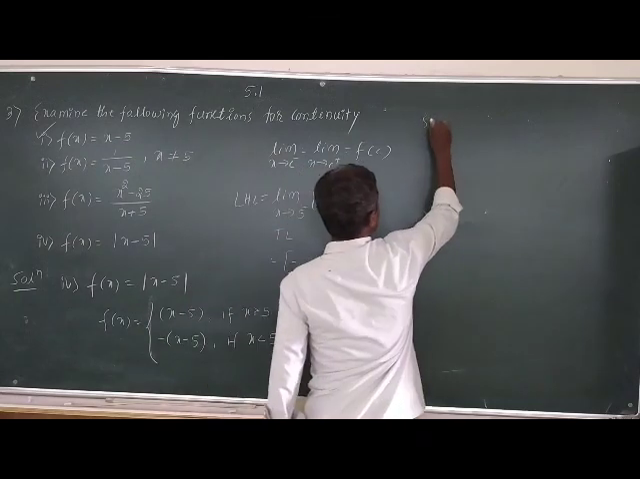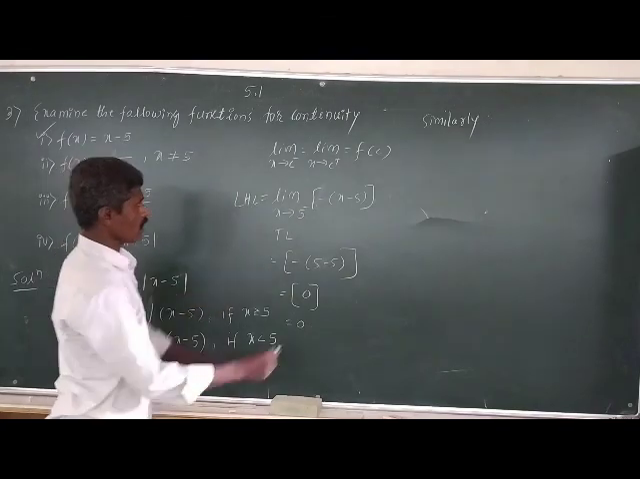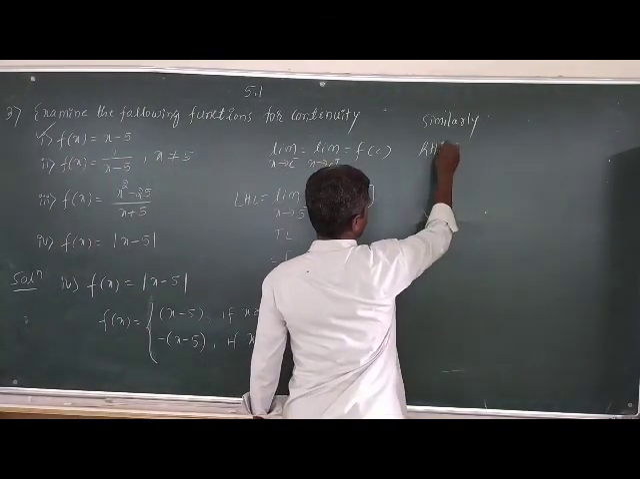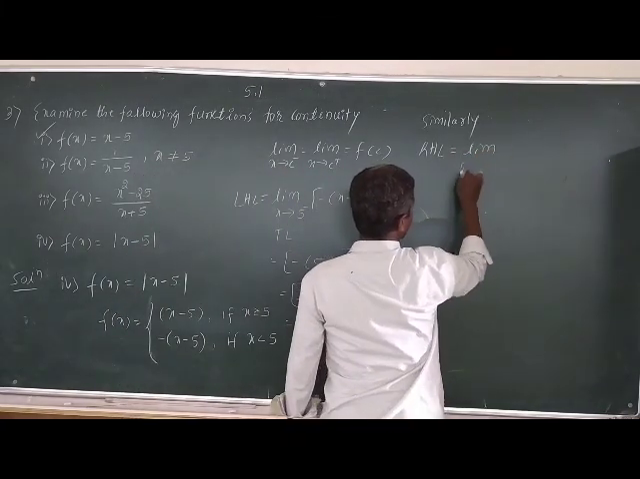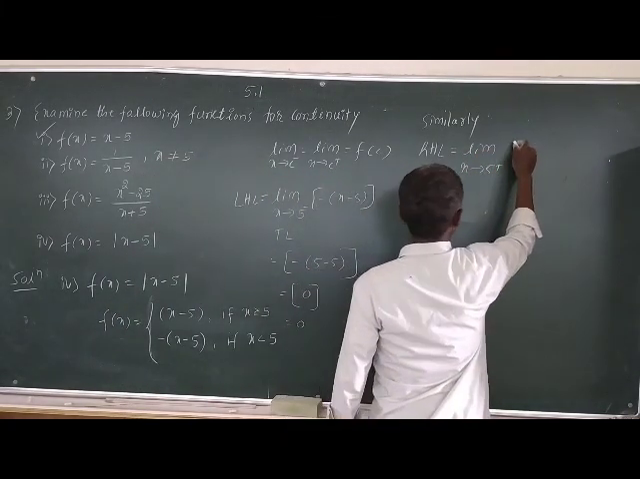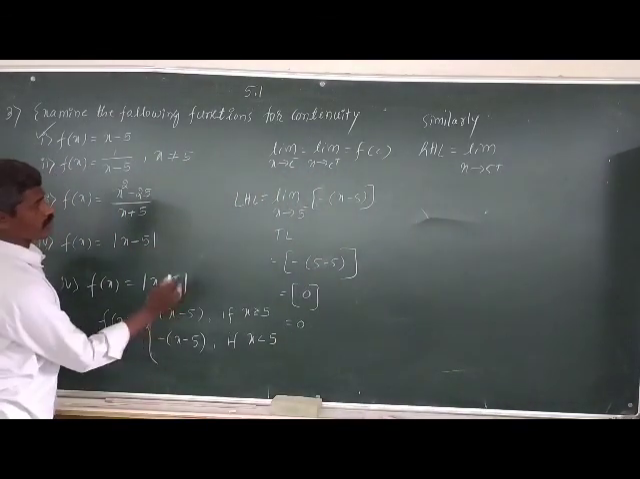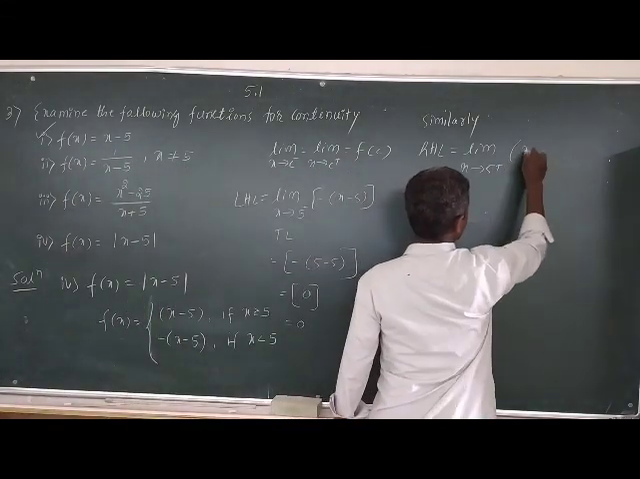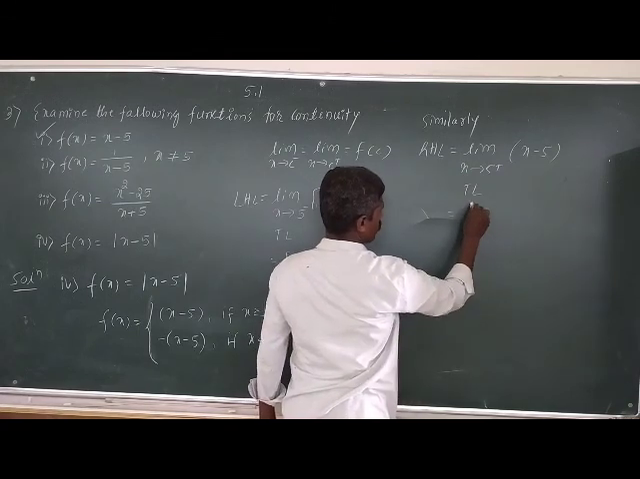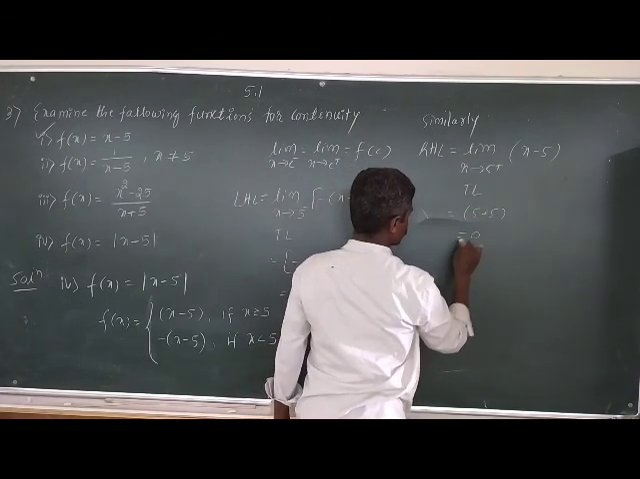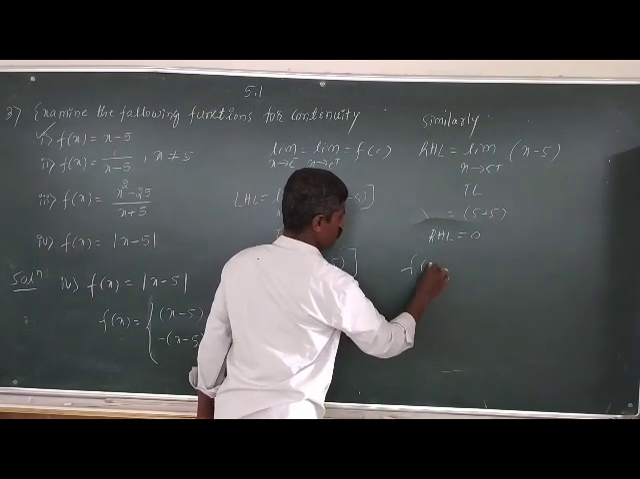Similarly, you have to check for the right hand limit. RHL is equal to the limit as x tends to 5 plus. In that situation the function is x minus 5. Taking the limit, this is 5 minus 5, also 0. This is RHL.